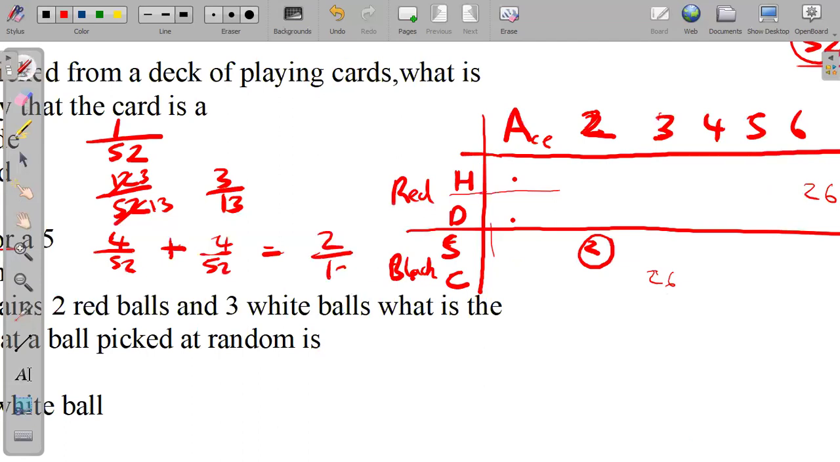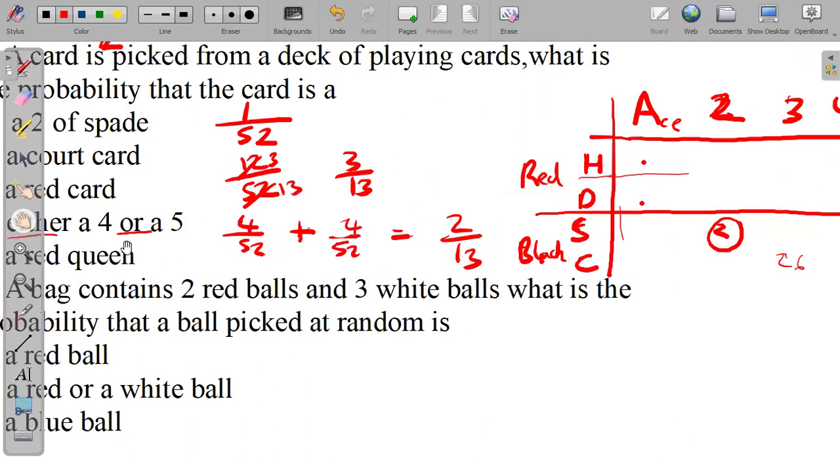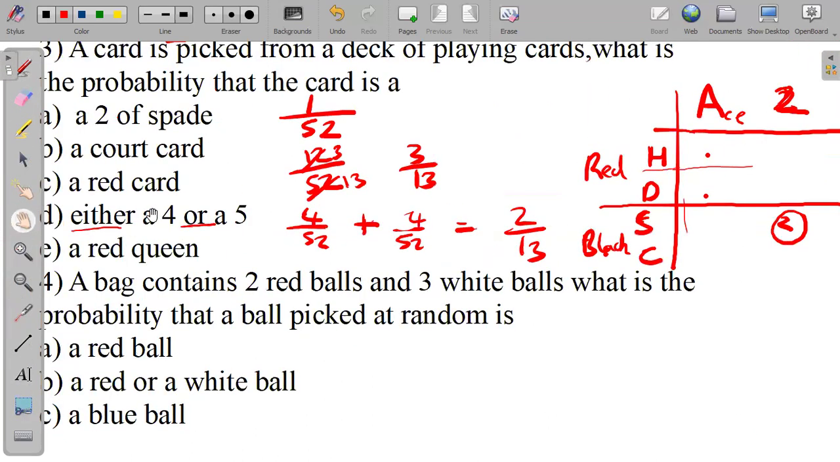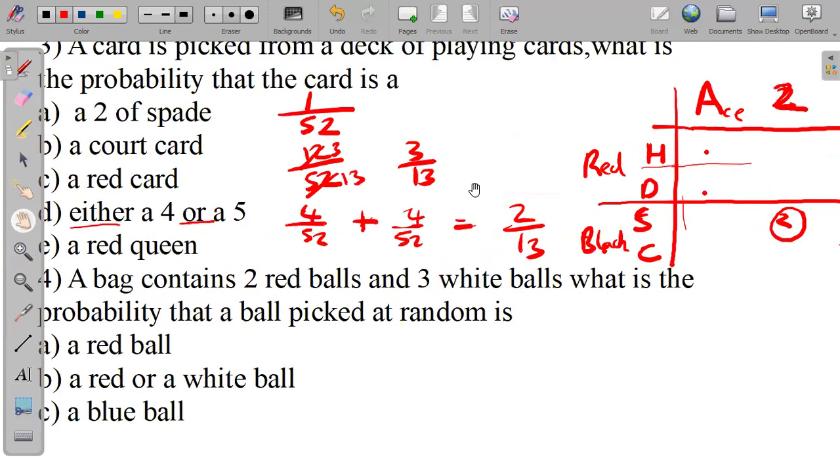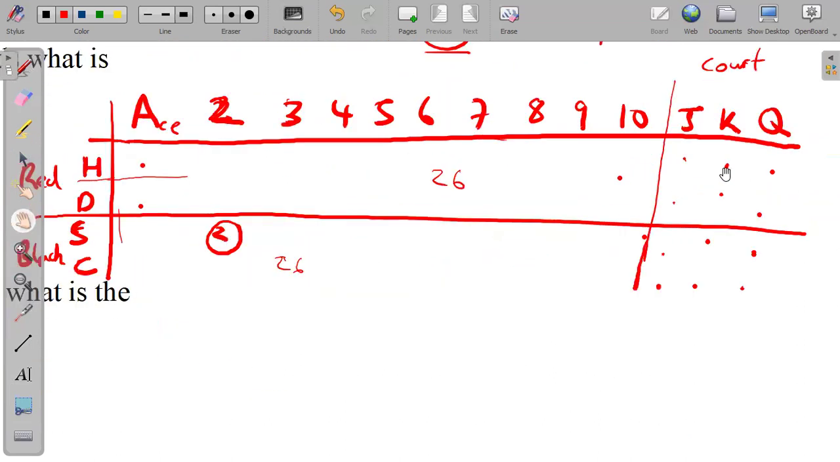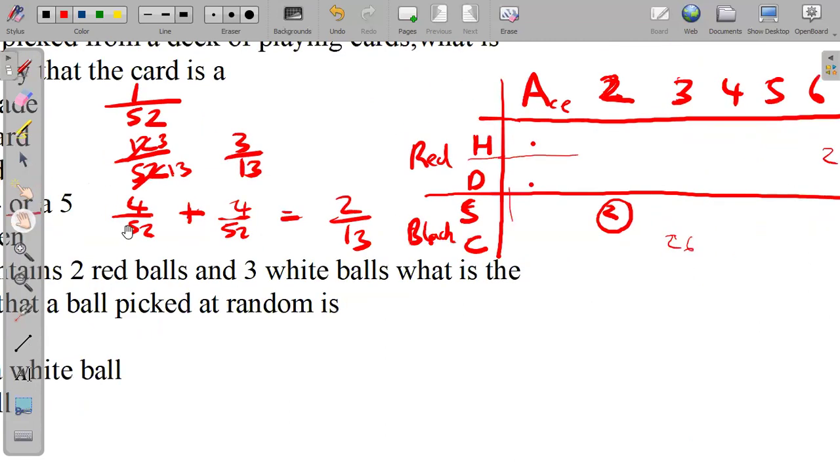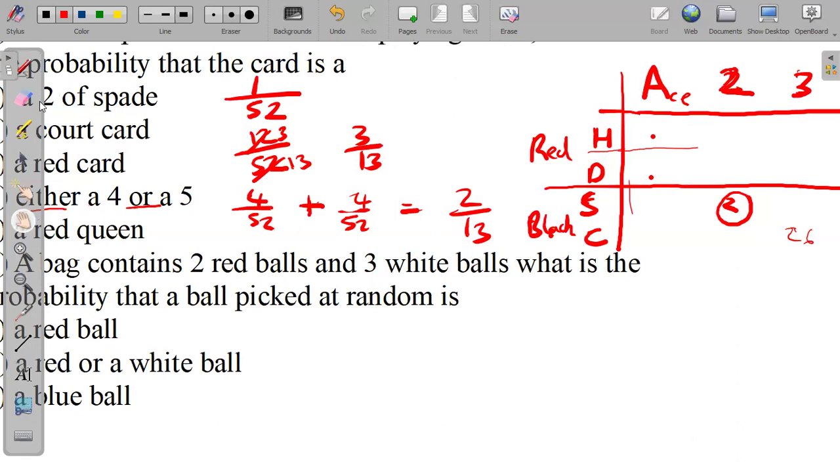Right. So regarding playing cards, I'm going to leave this question to us: a red queen. We are checking among all the queens. How many are red? You notice that there are only two red queens. A red queen, there are supposed to be two of them. So it's simply 2 over 52, reduced to the lowest term, we are going to get 1 over 26.